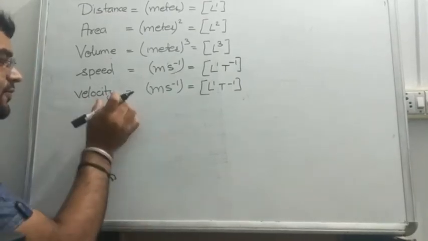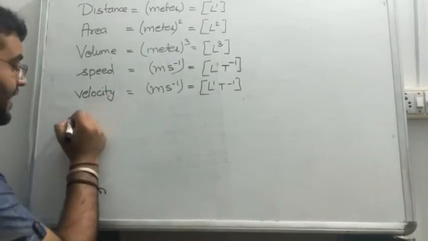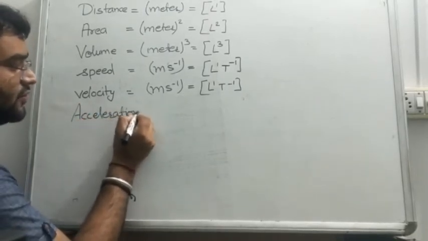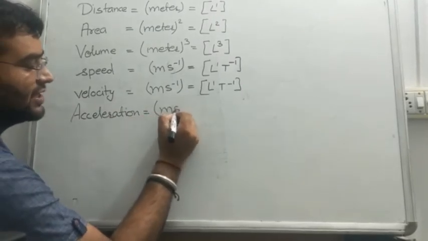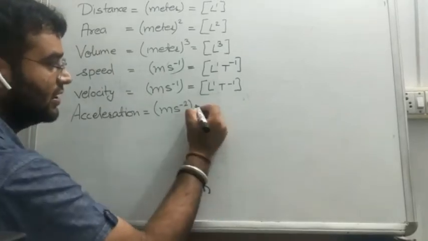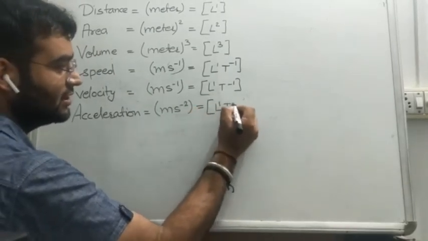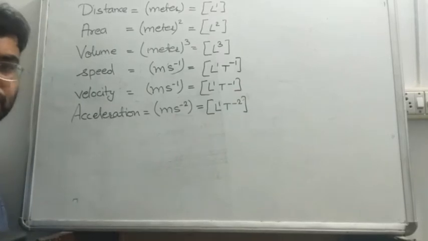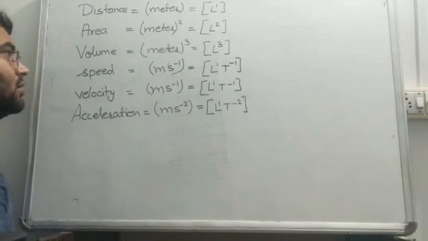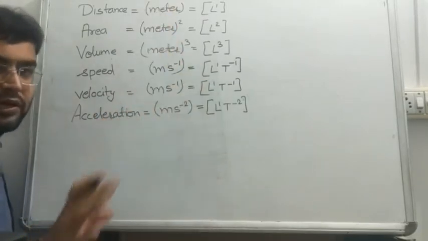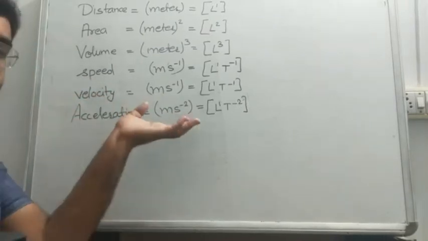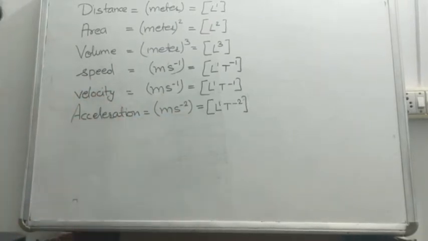The next, if you want to find the dimension of acceleration. For acceleration, the unit is m s minus 2, that is meter per second square. For that, the dimension is L1 T minus 2, because for second square, that is T minus 2. I think this will be clear to you. Now we continue making it more complex.